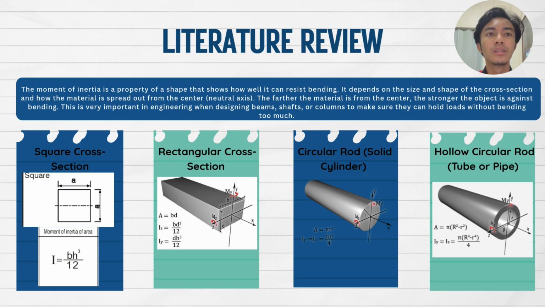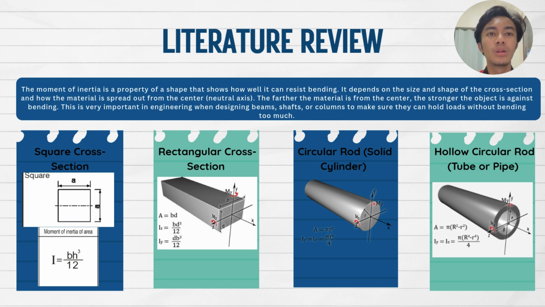Moving on to the solid circular rod, also called a solid cylinder. Its moment of inertia about the central axis is Iy equals Iz equals pi r to the power of 4 divided by 4. This symmetry is ideal for shaft axles as it offers uniform resistance in all directions and handles torsional load well.